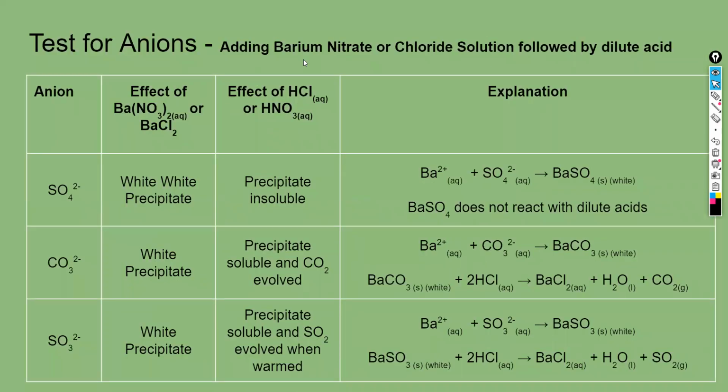Another scary looking table. All right. So this is another test for anions. You're adding either barium nitrate or any type of chloride solution. But the point is, after you add any one of these, you're going to add any type of dilute acid. Now you have to be careful here. This one here is sulfate, while the last one is sulfite. It's easy to mix up both of them.